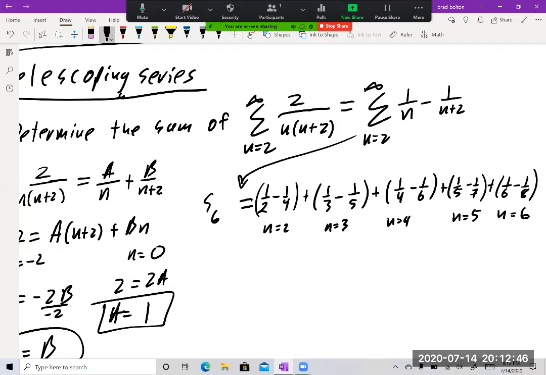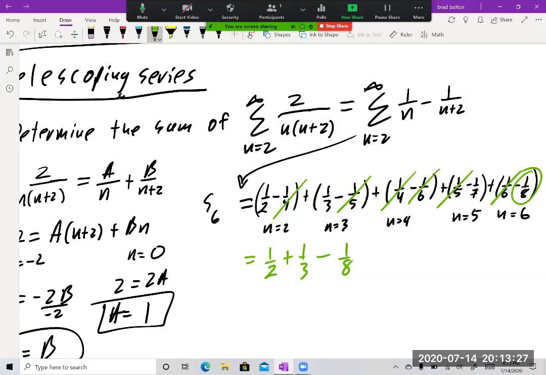Okay. So what you notice is that this 1/4 is positive and this 1/4 is negative, so they would technically cancel. This 1/5 is negative and this 1/5 is positive, so they would technically cancel. This 1/6 is negative, this 1/6 is positive, so they would technically cancel, right? So the only thing left standing would be 1/2 plus 1/3 minus 1/8. So the 1/2 and the 1/3 would never get touched. What if we went to S sub 8? What if we went to S sub 10? The 1/2 and the 1/3 would never get touched, but what's left standing is this 1/8 right here.